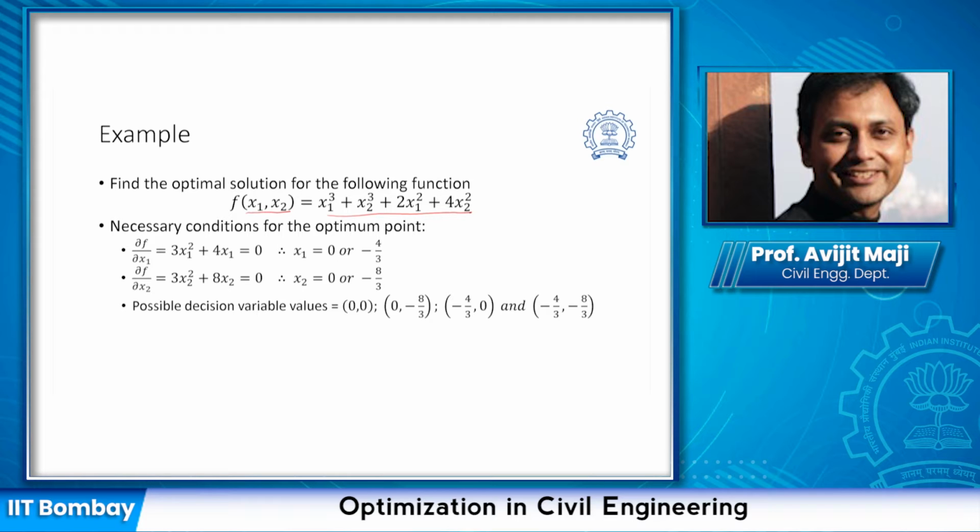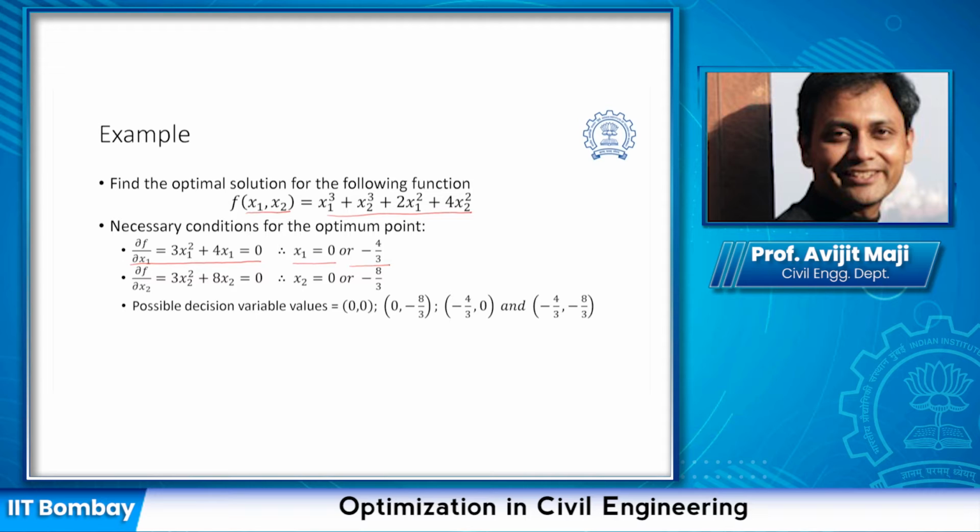In the process, first we need to identify the points that meet the necessary condition. For that purpose, we have to do the first order derivative, and once we do that, we can equate it to 0 and find those points. So the first order derivative of the function with respect to the first variable, x1, can be written this way, and if we equate it to 0, we can get two x1 values. One is x1 equal to 0, or x1 is going to be negative 4 by 3.